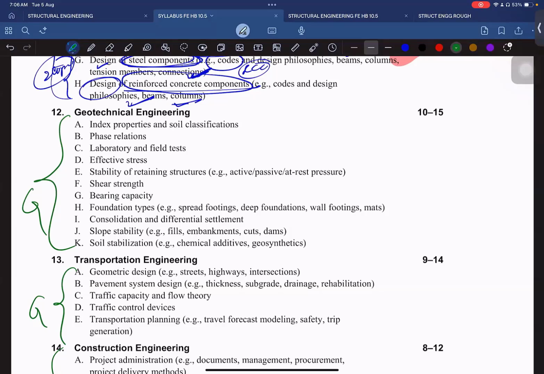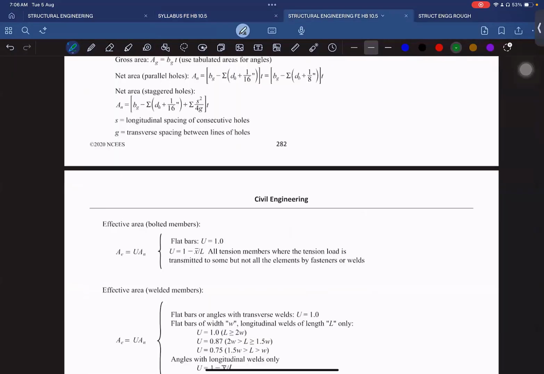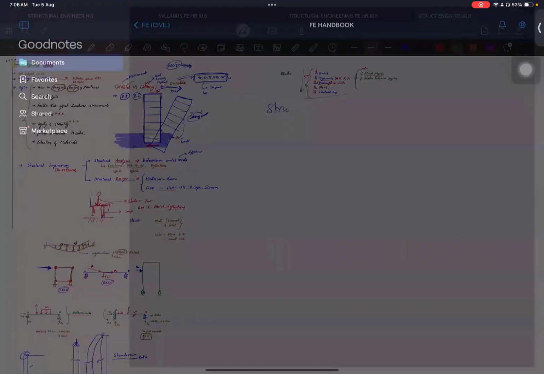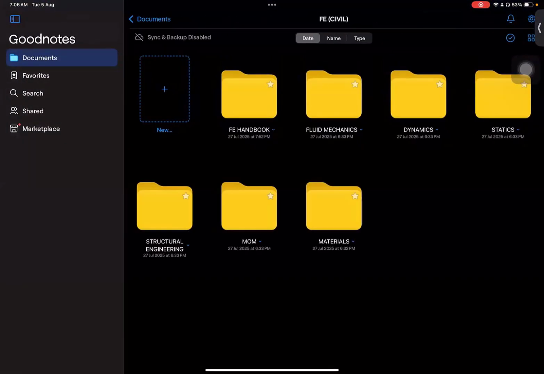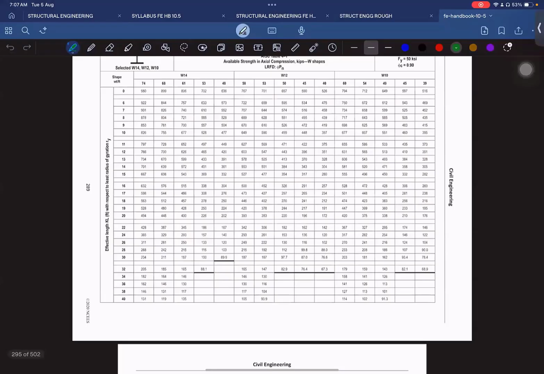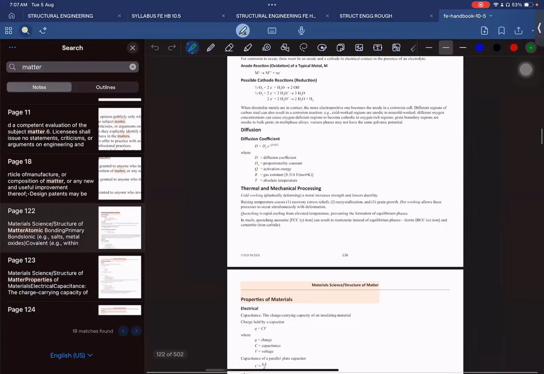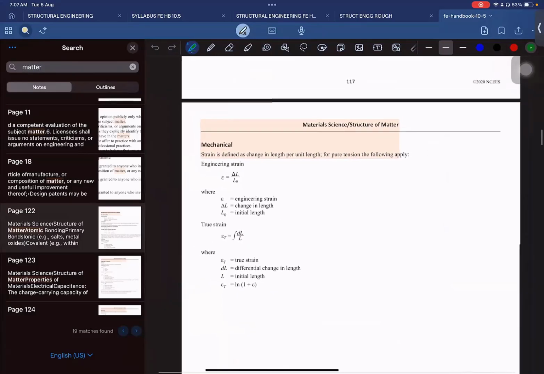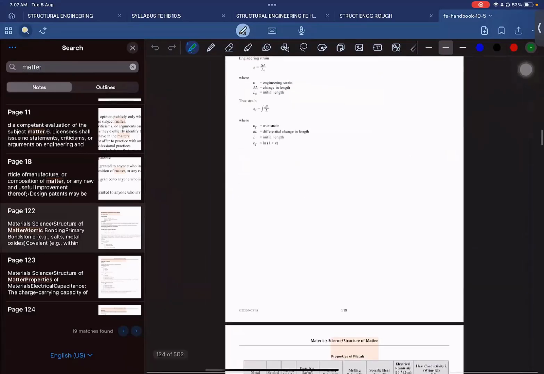Materials, it's there in the handbook. It's with some other name. I'll show you. The subject is not at heart, but I'll share the notes with you since your exam is nearby. Coming to the materials, it's under the name matter, I guess. You can search for material science and structure of matter, from page number 118.